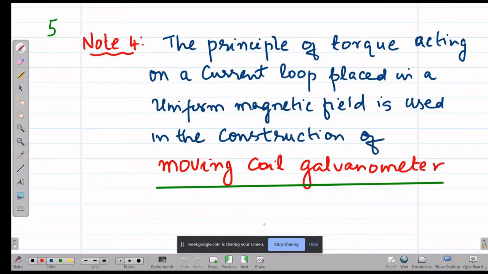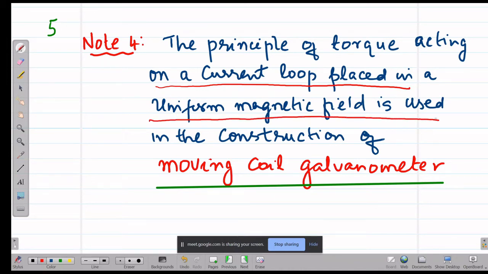The last point is what we are going to discuss today. Now, this torque acting on a current loop which is placed in a magnetic field is the principle for the construction of what are called galvanometers, or more correctly known as moving coil galvanometer. So as I have written in this note, the principle of torque acting on a current loop which is placed in a uniform magnetic field is used in the construction of a moving coil galvanometer.